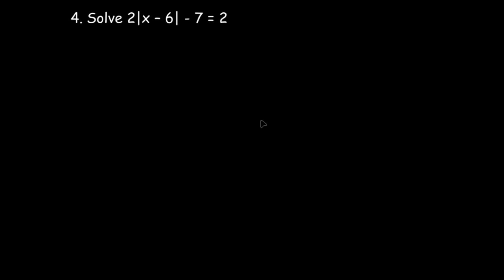Now here we are on the next question. Again, this time we have a coefficient right here, and then another term added to the absolute value term. So what we're going to do is, let me put down the question real quick. We have the absolute value of x minus 6, minus 7, should give us positive 2.